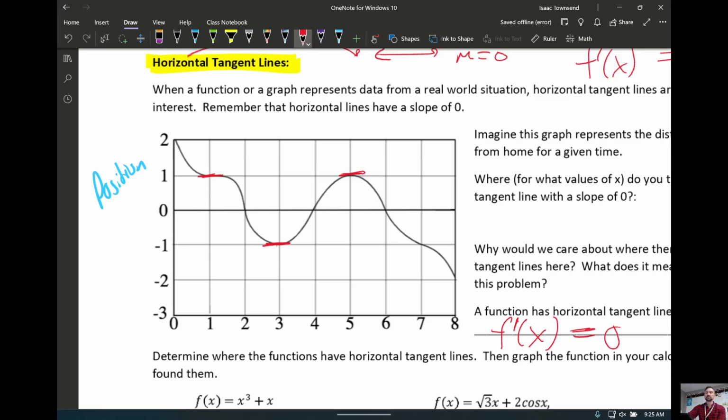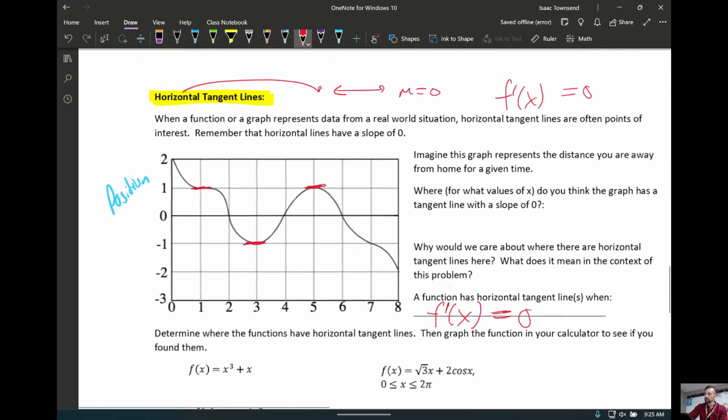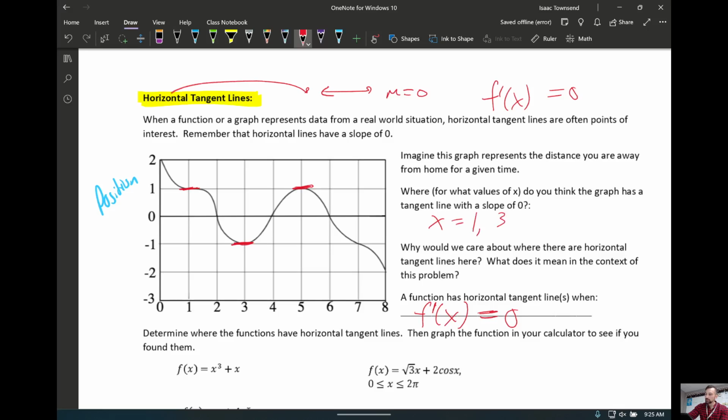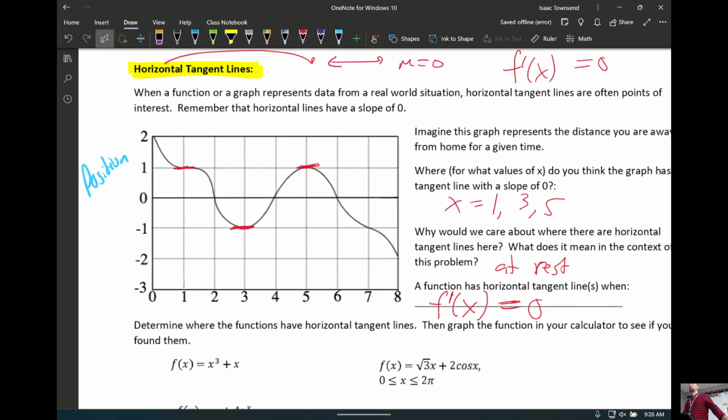Now think about this. If this is supposed to be a position graph, x equals 1, 3, and 5, what do you think's happening during those instances? You're stopped. Good, you're stopped. At that instant, you are at rest. If this graph represents something that we are interested in, then when you have horizontal tangent lines, it's probably a point of interest. Why is he stopping during that time? It could be that he's changing directions. It could be just that, I don't know, he's tying his shoe or something.